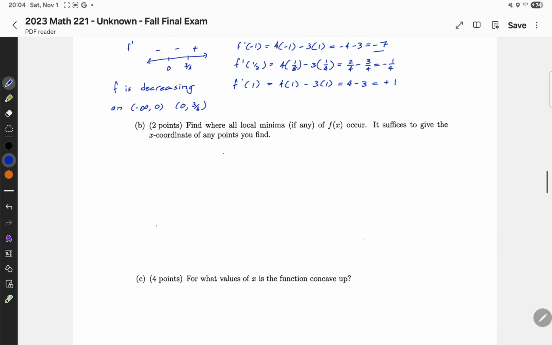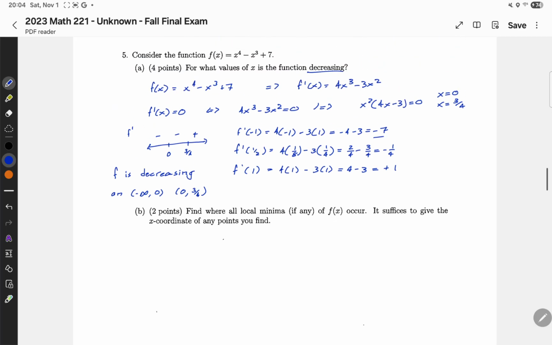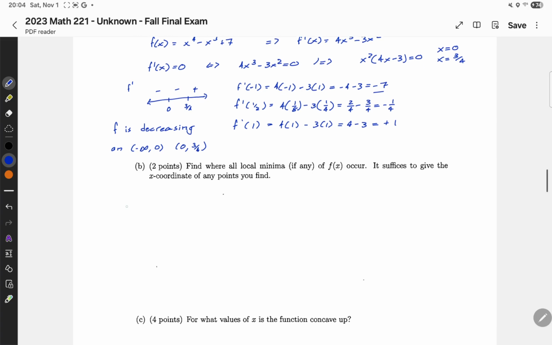Okay, moving on to part B. We want to find where all the local minima, if any, of f of x occur. And all we need to find is the x coordinate. So actually, we already did all this work. Because the derivative is negative going up until 3/4, and it's positive coming out, that means we're going to have something like this, going down, and then it comes back up. And then at that point, we're going to have a minimum. So that's just going to be at x equals 3/4, and that's all we need.